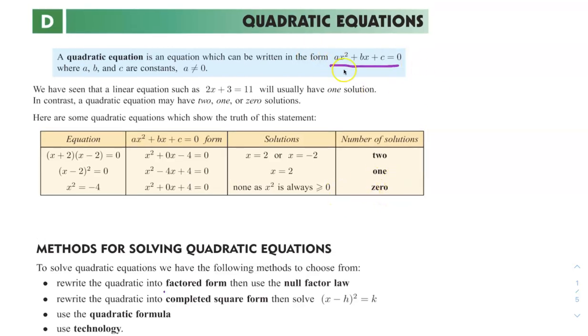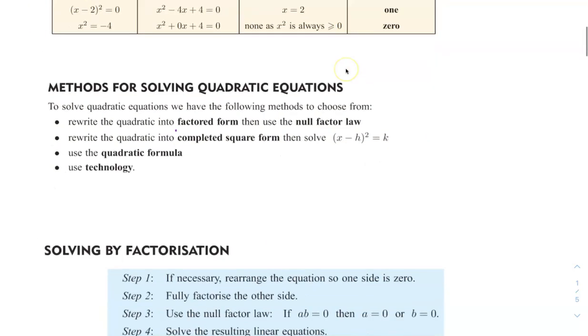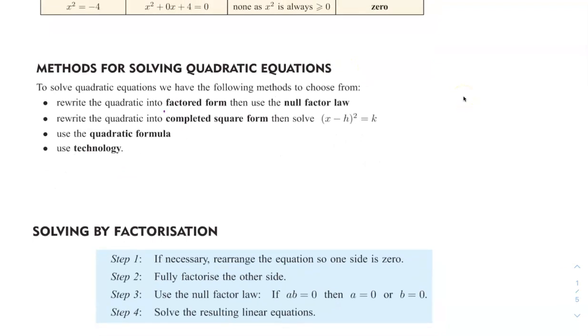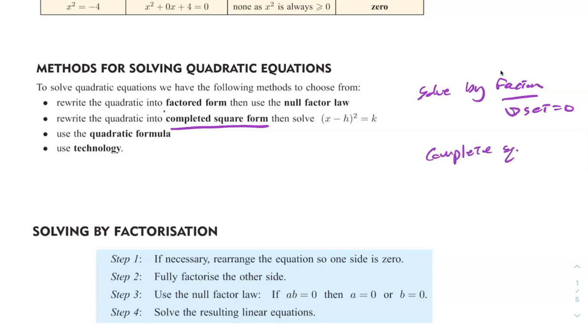Now there's lots of ways to solve a quadratic equation. We're going to talk about them here. There is solve by factoring. To do that, you need to set the equation equal to 0 first. This one doesn't always work, it only works when you are able to factor. There is solve by completing the square. This one always works, it just gets kind of ugly sometimes.